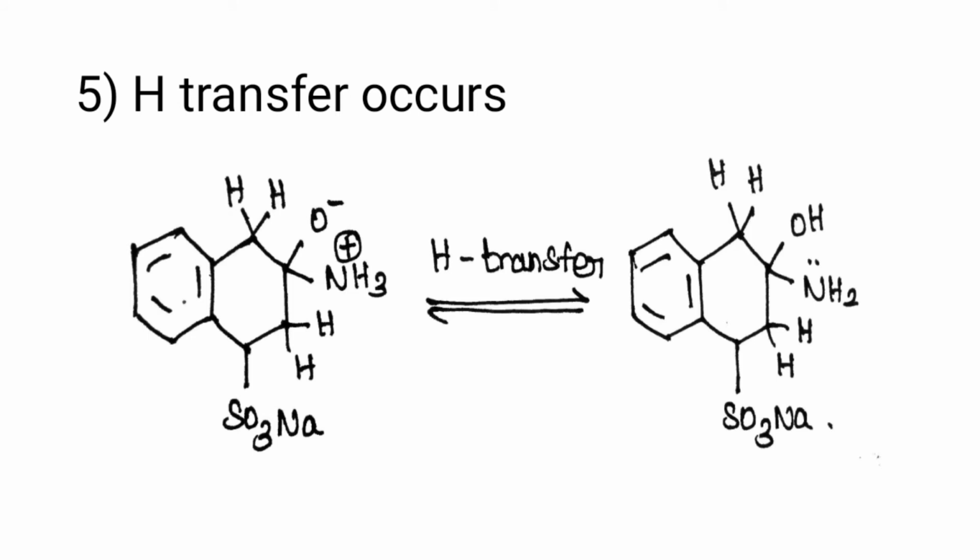In the next step, the proton transfer occurs. The proton from the ammonia transfers to the oxygen, which carries the negative charge, and the nitrogen is left with the pair of electrons that was given by the proton.